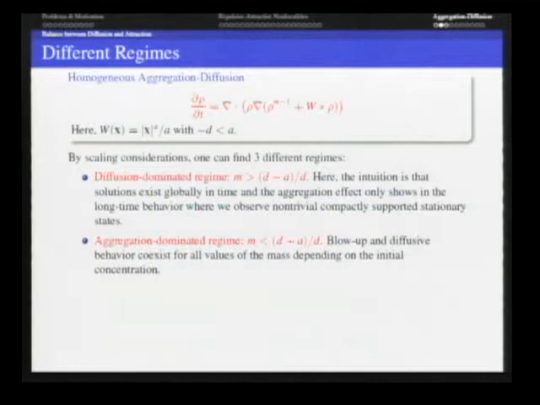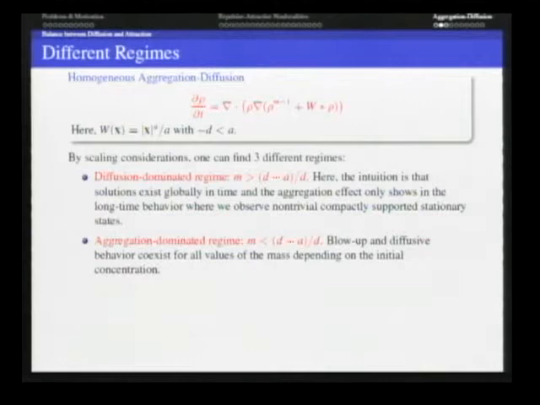Then, if m is less than that value, typically you are in a situation in which you have some kind of critical threshold problem, where you have some conditions in which you have blow up in finite time, and some conditions in which you have global existence. Some particular cases of those two regimes have been done. The typical cases related to the Keller-Segel, for instance. So just take a equals d minus 2, 2 minus d, no, d minus 2.